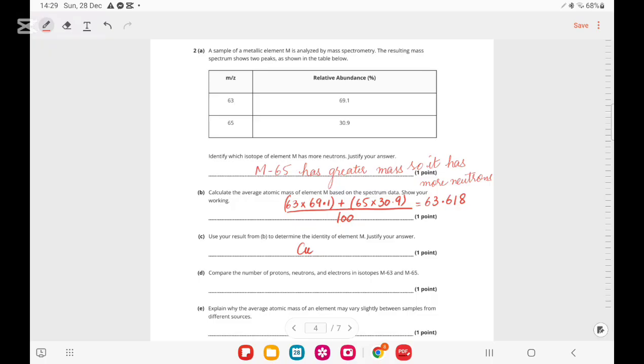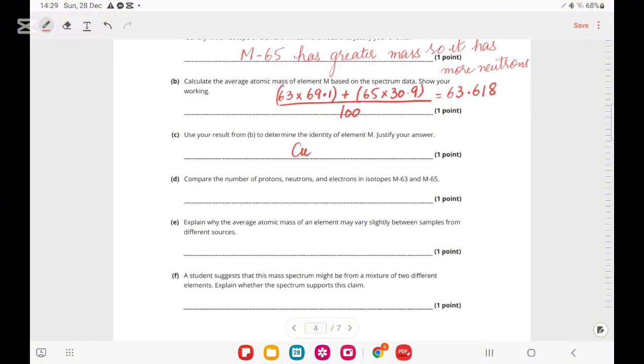Part D says compare the number of protons, neutrons, and electrons in M-63 and M-65. As they are isotopes, both have the same number of protons and electrons, but M-65 would have two more neutrons.